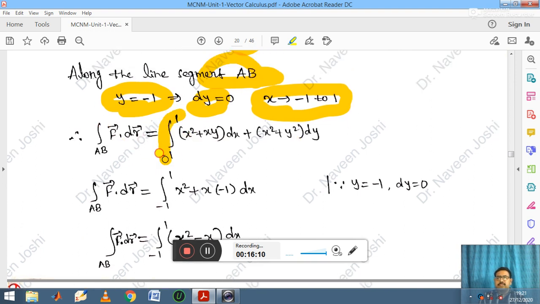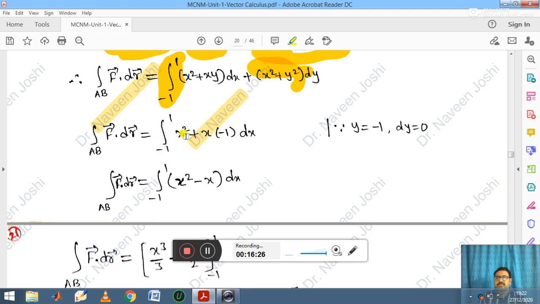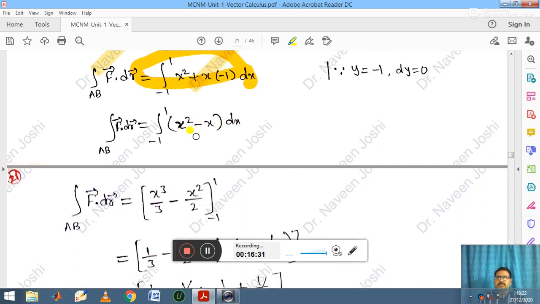You choose the x limit -1 to 1, dx and dy. So from the above sentence we can understand the y value is -1, dy is 0. You substitute in place of y and dy. Therefore your expression reduces to x square plus x into -1. So if you simplify, (x square minus x) dx.